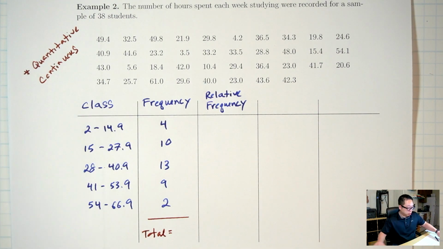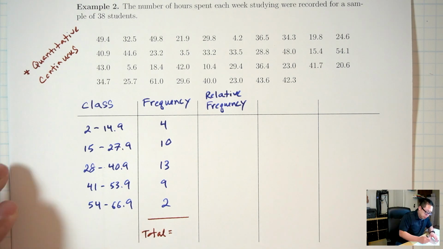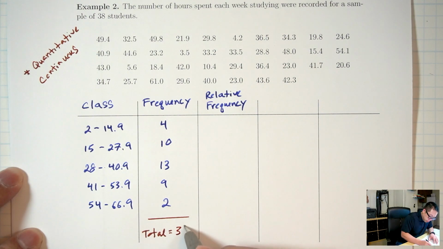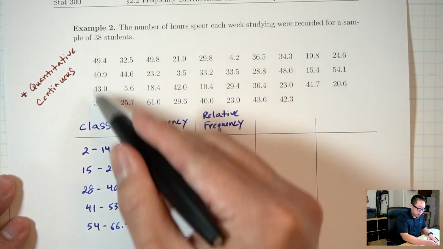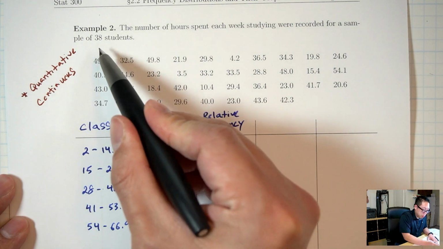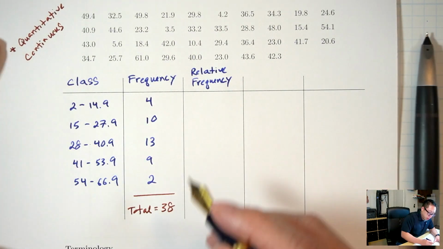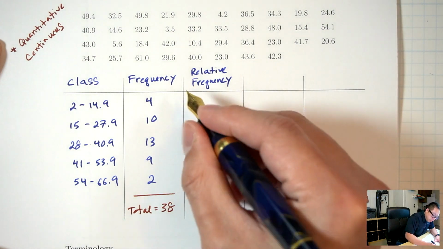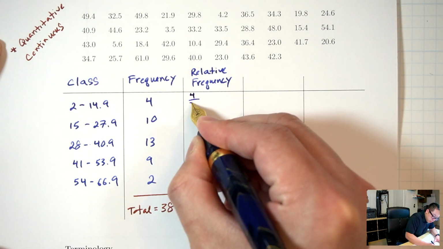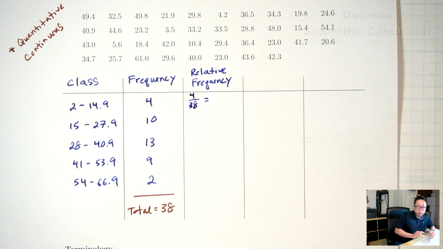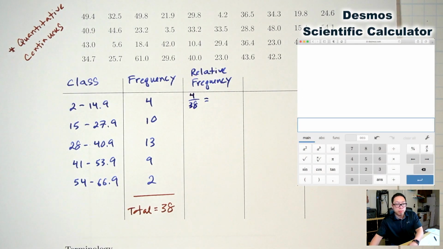Four plus 10 plus 13 plus 9 plus 2 is 38. So there's 38 people here. I also said 38 here. So for relative frequency, it's going to be 4 divided by 38. Okay, on a calculator, 4 divided by 38.